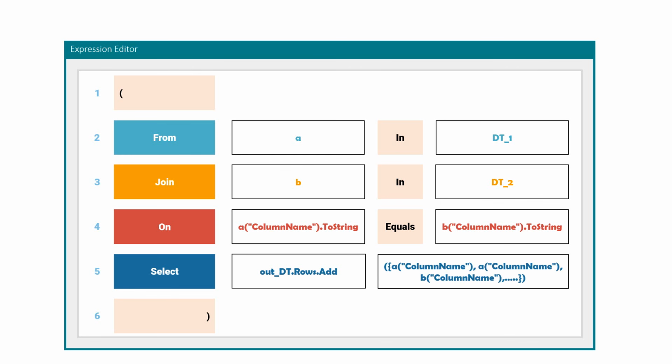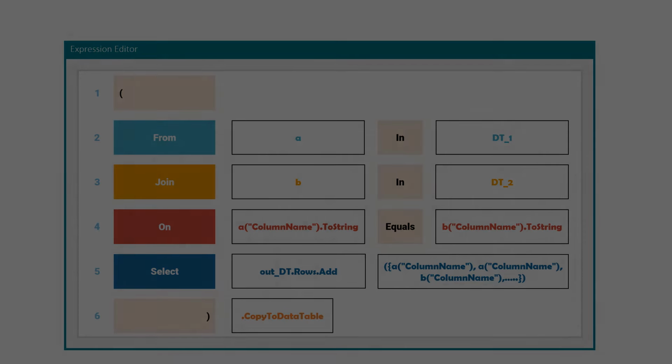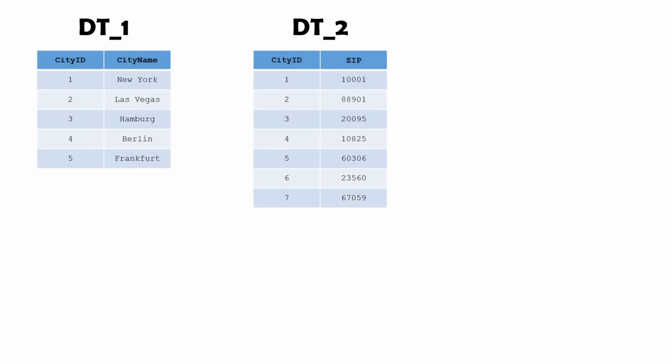We can select different columns from different tables. For example we can get 2 columns from the first table and 1 column from the second table. At the end after the brackets we set the function, copy to data table, to convert the output to data table. Let's see this example to join 2 tables.